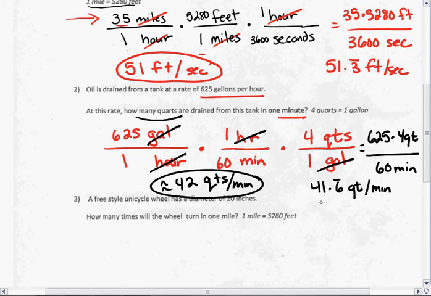I could write this as a fraction, so 0.6 repeating is the same as 2/3, so I could write this as 41 2/3 quarts per minute as well.